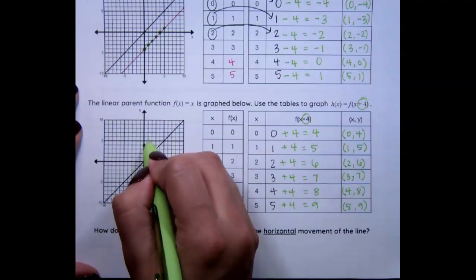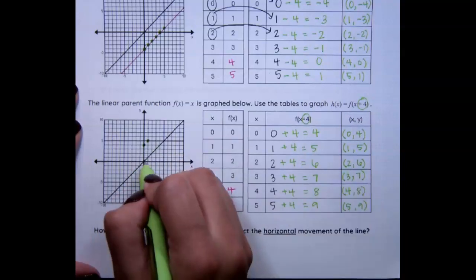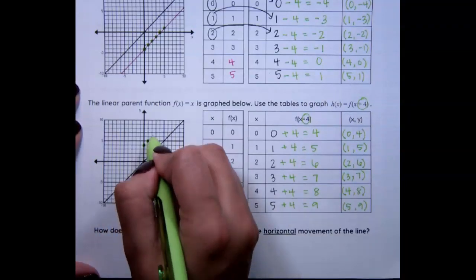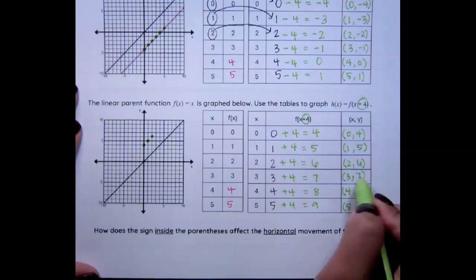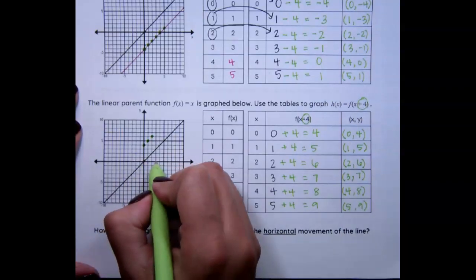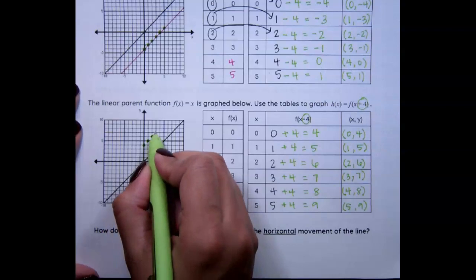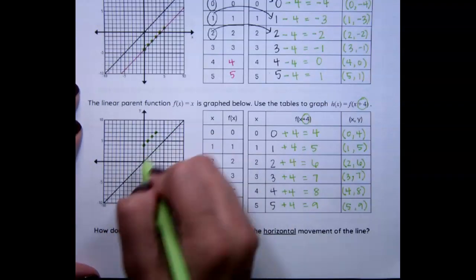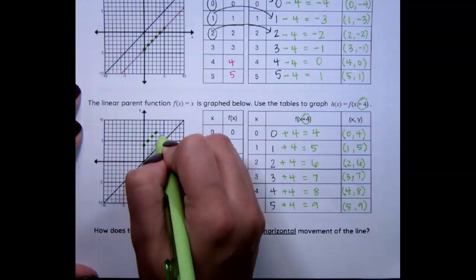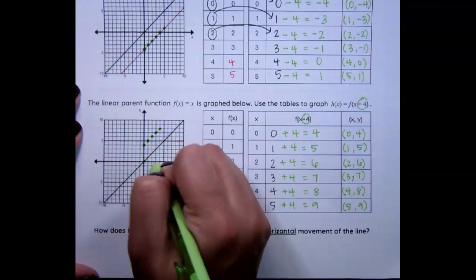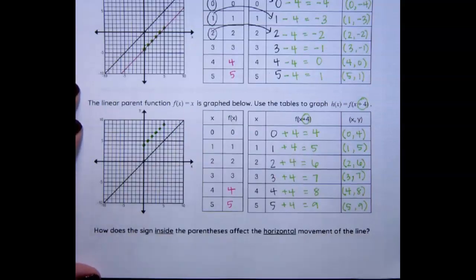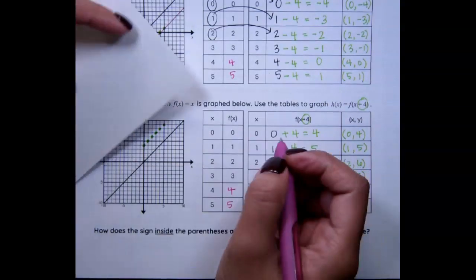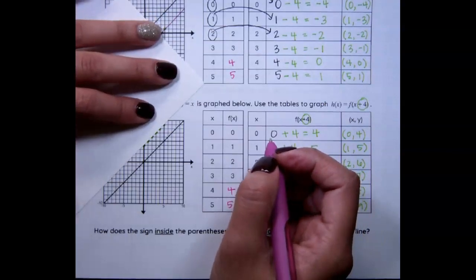Then I go 1, 5. So right 1, up 5. Then back to the origin, right 2, up 6. You can kind of see the pattern. So you may not need to actually go back to the origin and do it because the slope is 1. So over 3, up 7. Back to the origin, over 4, up 8. And then the last one, over 5, up 9. Now again, remember, it's not a line until you actually connect it. So I'm going to connect these points to create a line.